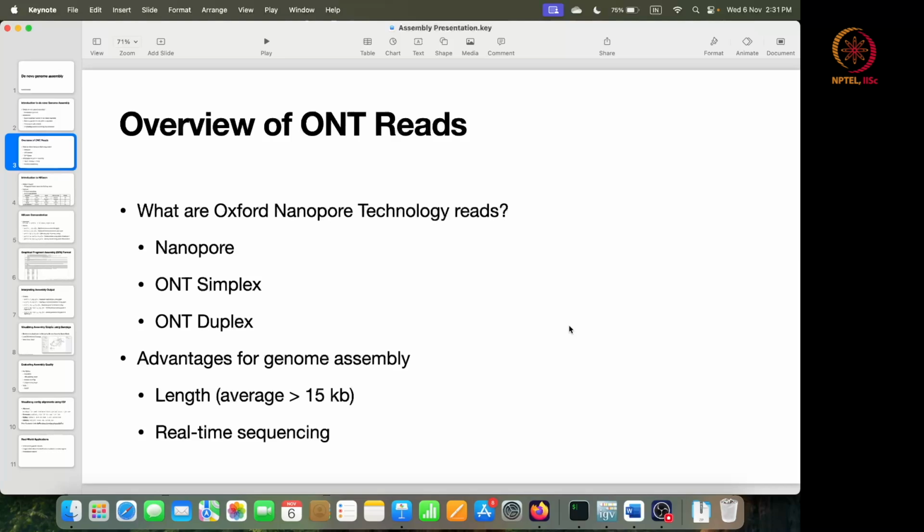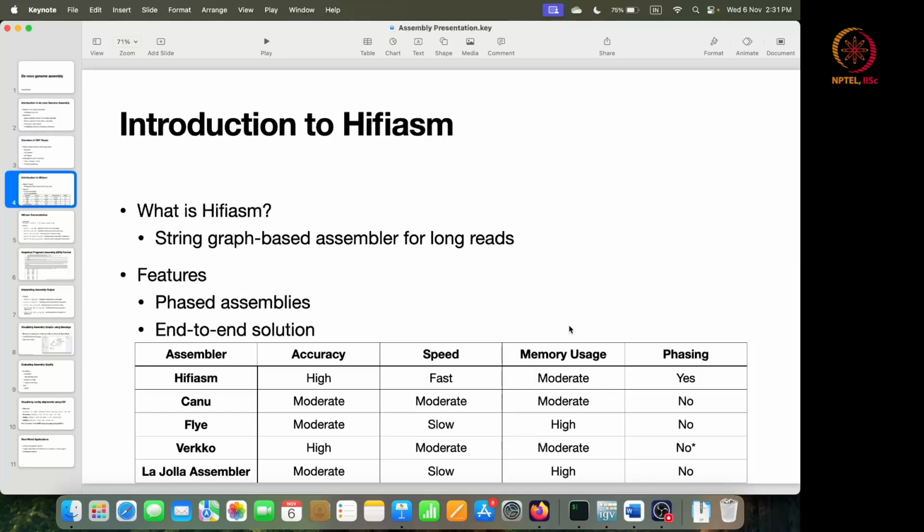However, it is important to note that ONT reads are on average much longer than second generation sequencing data and are useful for generating high quality assemblies. We will be using a software called hifiasm for generating genome assemblies.